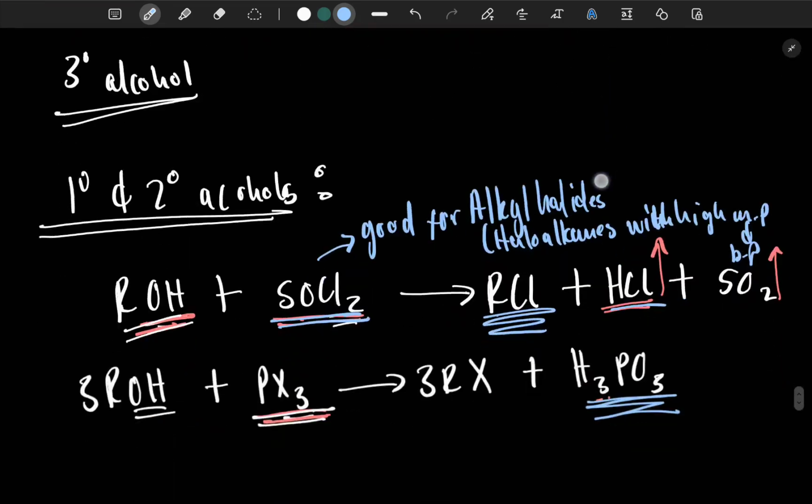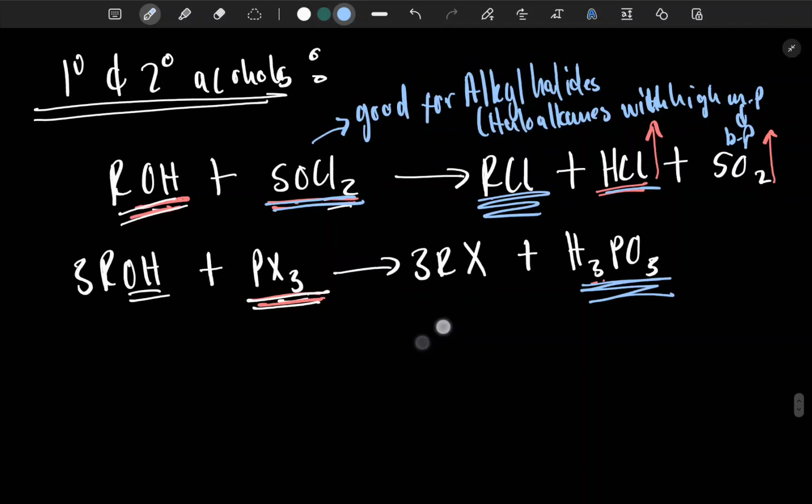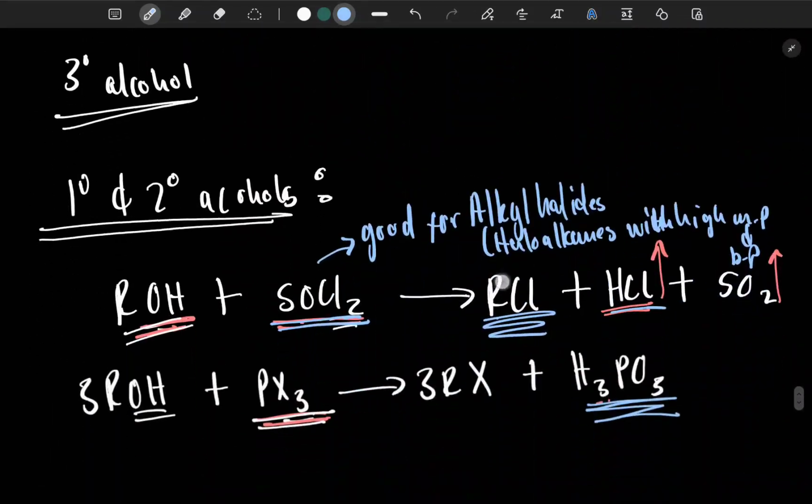Now for primary and secondary alcohols, we just saw that you react them with SOCl2 and PX3. But remember, SOCl2 is not for haloalkanes with low melting or boiling points. It's for those with high boiling points. Now the last part, we'll do it in the next video.